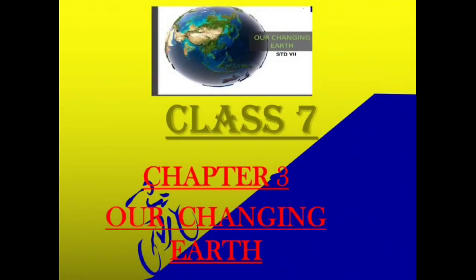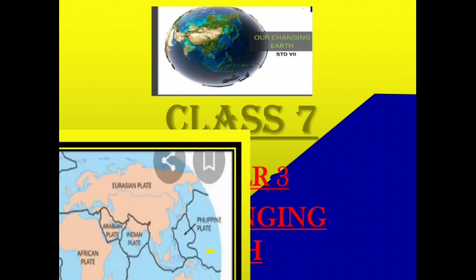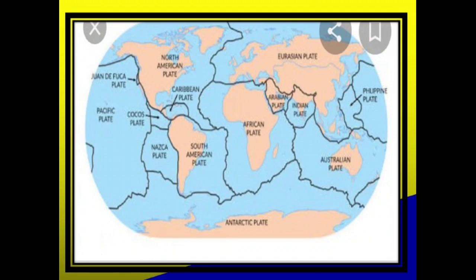Good morning, students. Today I am going to explain to you the third chapter of Geography, class 7th, and the name of the chapter is Our Changing Earth. Students, in the previous chapter you have studied about the different layers of the earth. Now we will quickly recapitulate it.